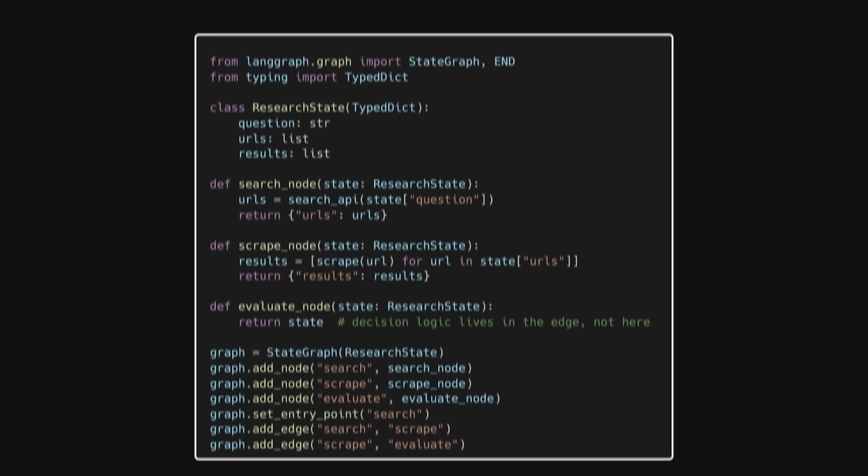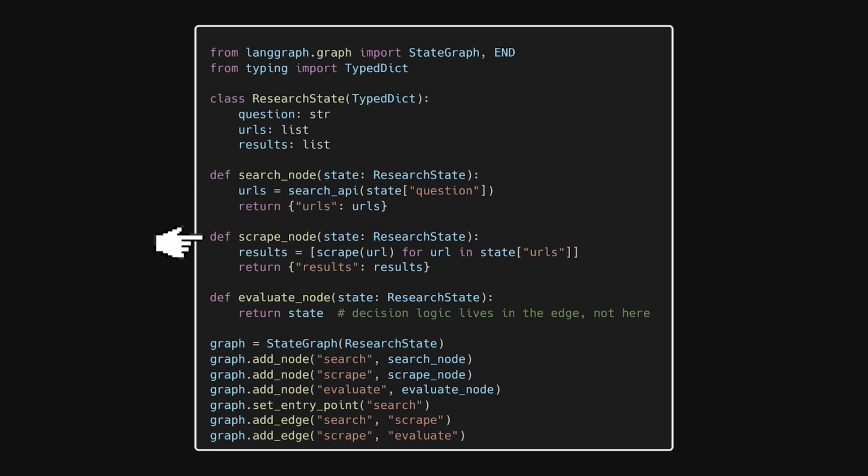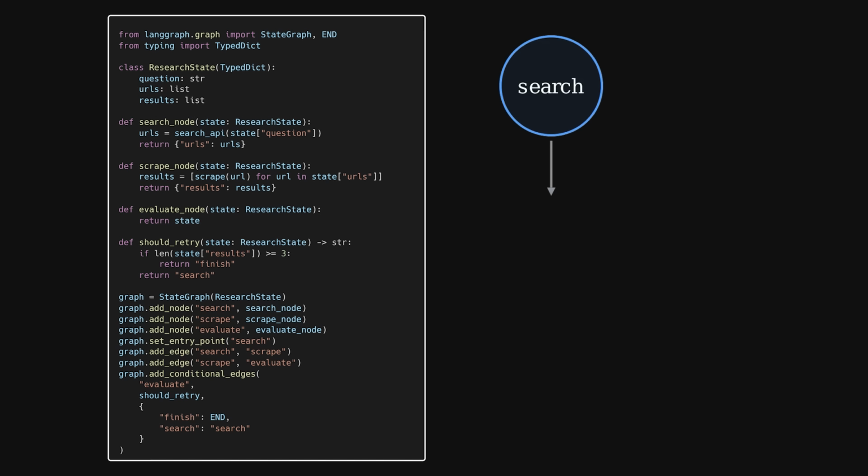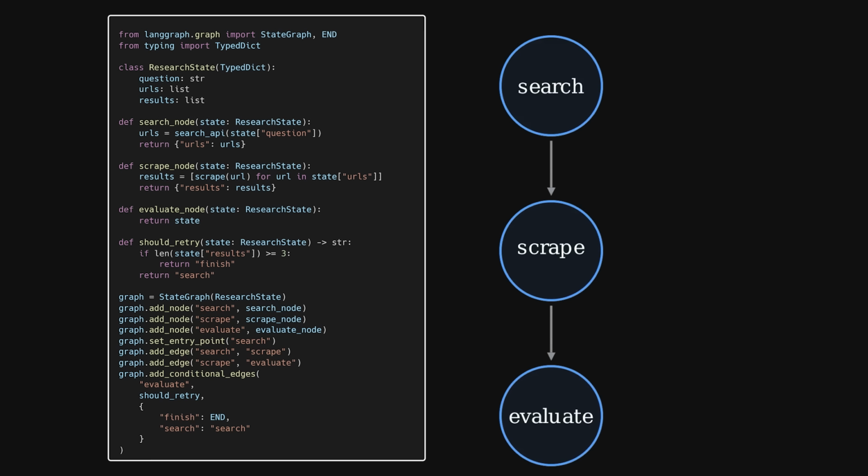Now watch what the same logic looks like as a graph. You define 3 nodes: search, scrape, and evaluate. And instead of nesting your retry logic inside the function itself, you draw an edge from evaluate back to search that only fires if the evaluation says the results were not good enough. So basically, the control flow that used to live buried inside your code now lives as visible structure that you can look at, understand, and reason about easily.